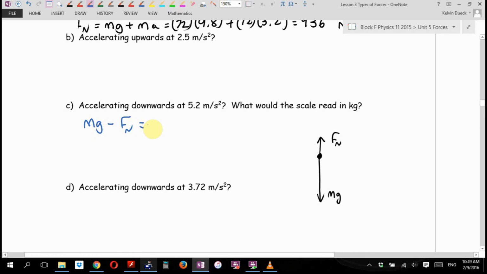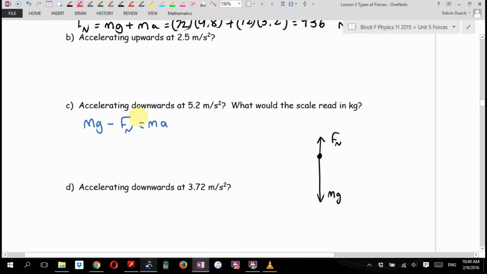Equals what, always? MA. What did you say we were trying to find? Let's get the Fn by itself. How would I do that? We've seen this dance before. What's right in front of the Fn that I don't like?